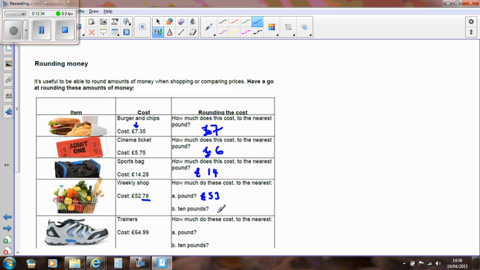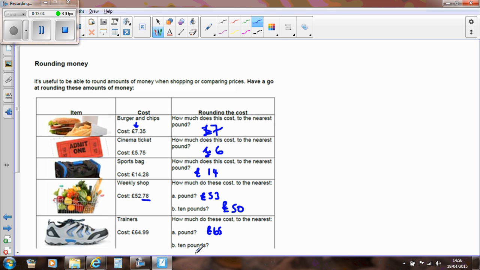Then to the nearest £10, then you're talking 10, 20, 30, 40, 50, 60, 70, 80. Is this close to 50 or is it close to 60? It's actually closer to 50, because it would have to be 35 or over for it to be close to 60. And finally, the nearest pound, 64.99, that's between 64 and 65 pounds, and it's actually closer to 65. It's only 1 penny off.